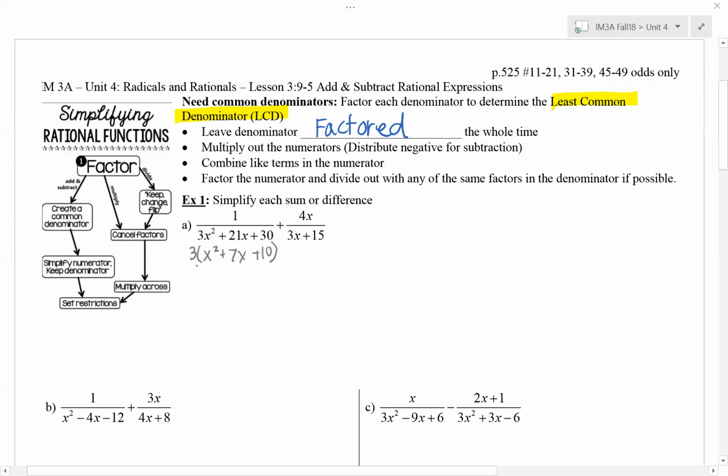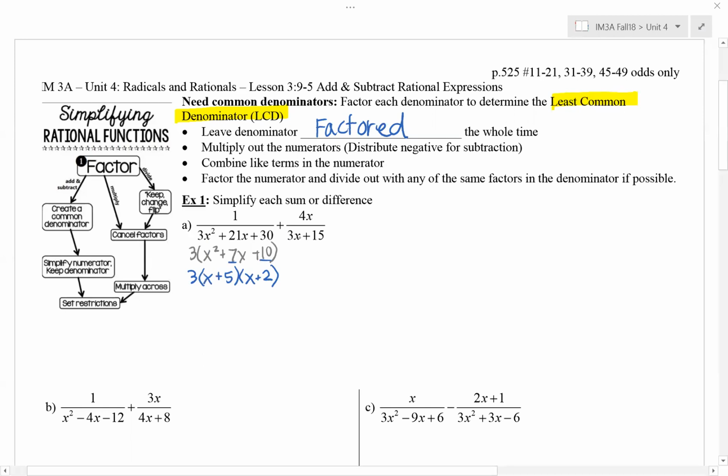If I continue to factor this, I'm looking for something that multiplies to 10 and adds to 7. So I want two numbers that multiply to 10 and add to 7. And so those numbers are going to be 5 and 2. So that means that the first denominator factors to 3 times x plus 5 times x plus 2.